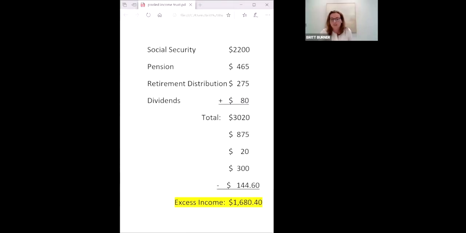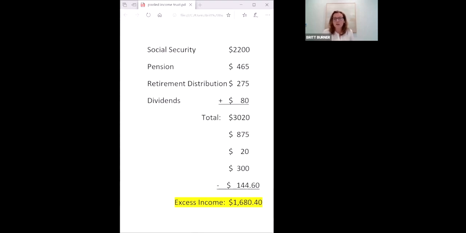I'm going to share my screen right now and show you a sample calculation of a fictitious client and how Medicaid will look at their income. So for example, this client has $2,200 of Social Security, a $465 pension, and these are monthly amounts, $275 from a retirement account, we're going to say it's an IRA in this instance, and $80 of dividends. This may be for stock that they have. Some people have a few pieces of stock that was associated with a life insurance policy, or if they have a trust that gives them income, this could be the income that comes out of that trust from those assets.